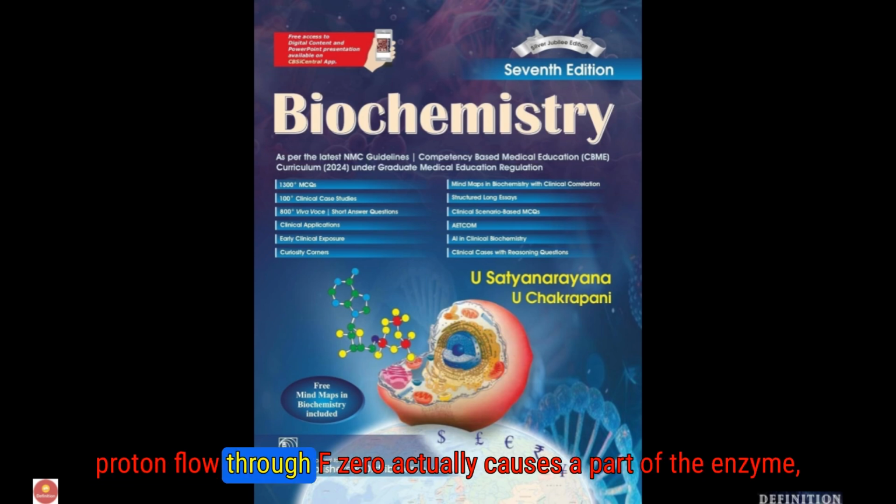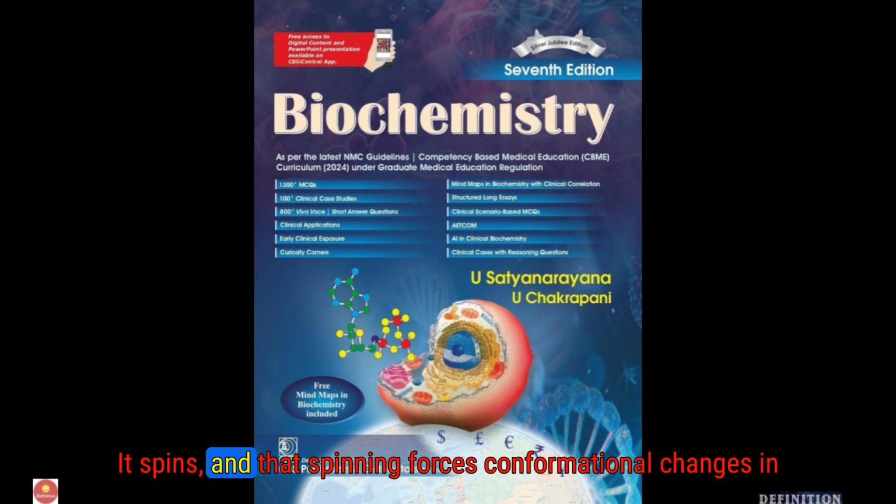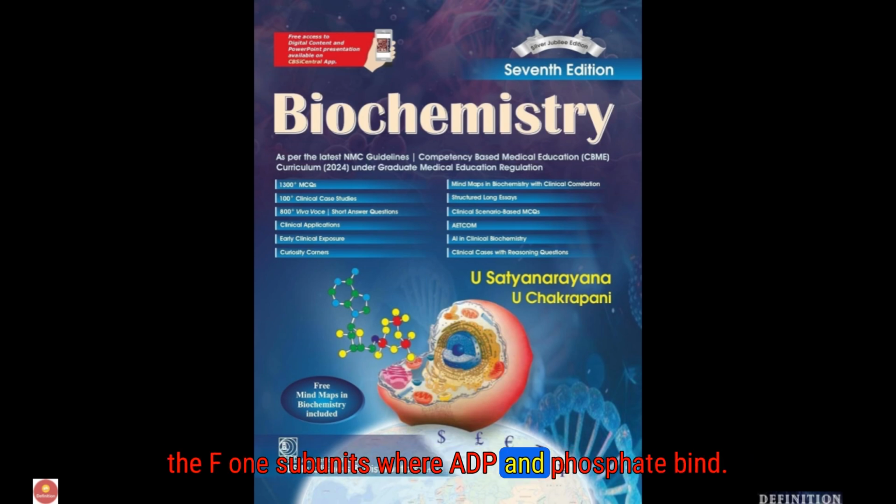The proton flow through F0 actually causes a part of the enzyme, the gamma subunit, to physically rotate inside the F1 part. It spins. It spins, and that spinning forces conformational changes in the F1 subunits, where ADP and phosphate bind.